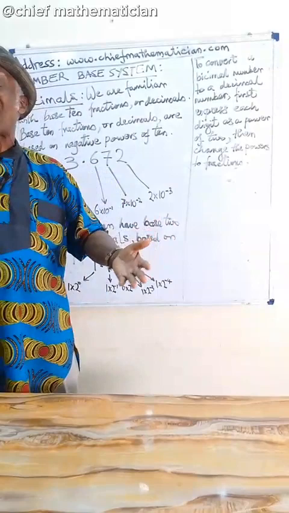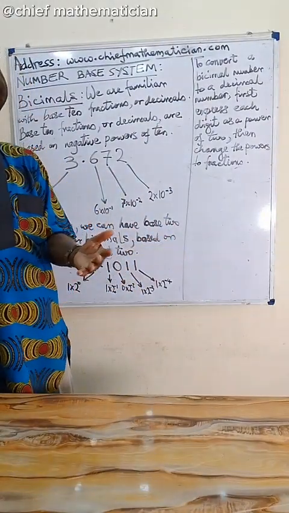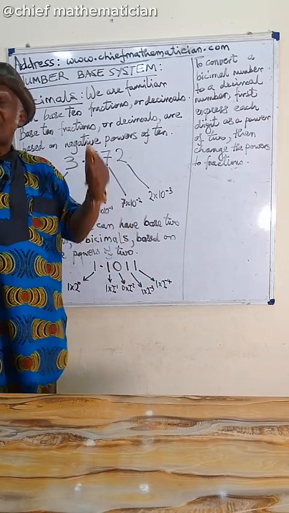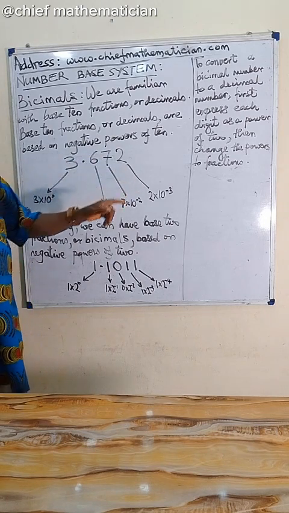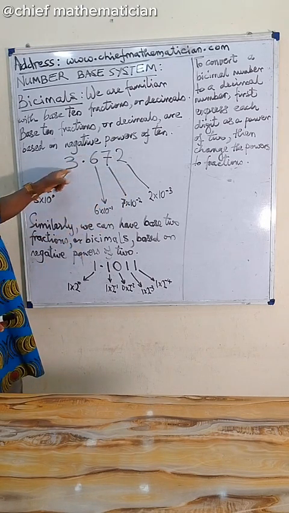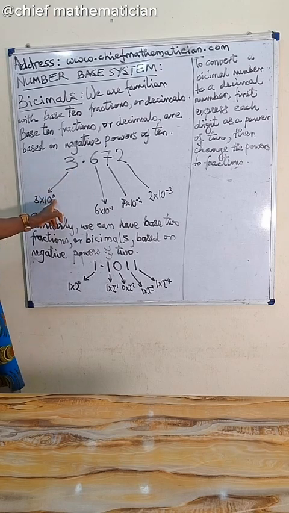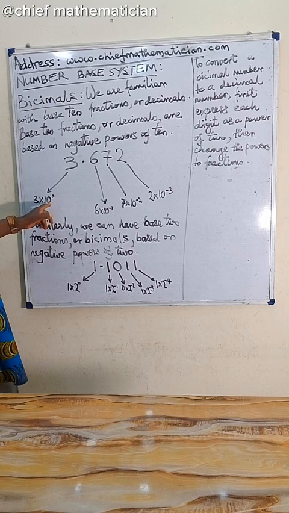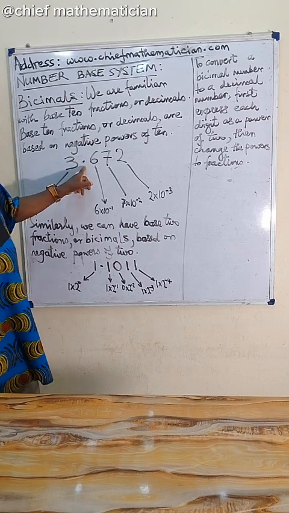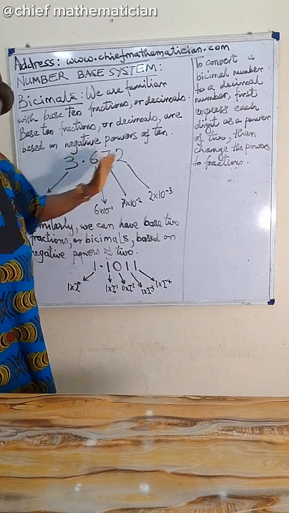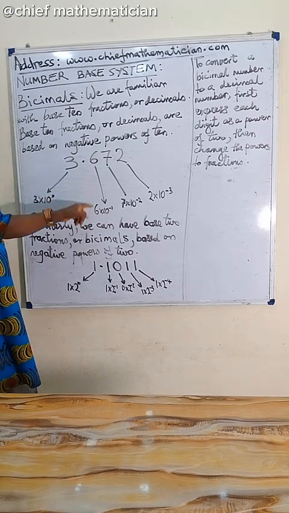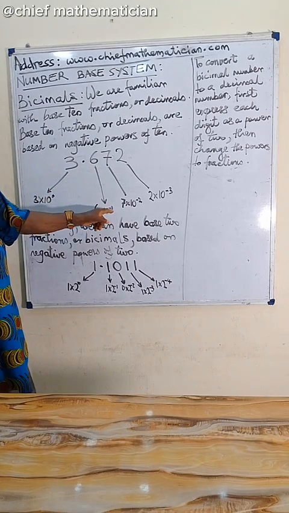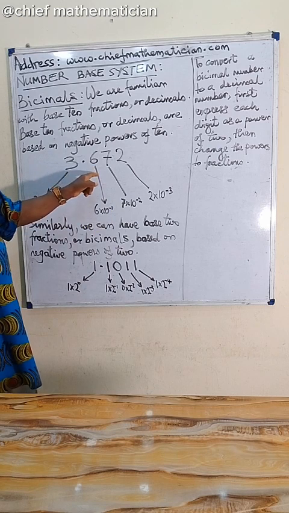And I'm sure many of us have been doing things like this without understanding clearly what we are doing. So I want you to understand very clearly that the number 3.672 simply means 3 whole numbers, which is 3 times 10 to the power 0, because that number is in base 10. How do you get this 3? It is 3 times 10 to the power 0. Now you come to the decimal point. You are now considering the digits after the decimal point. This 6 here is 6 times 10 to the power minus 1. That is how you get 0.6.